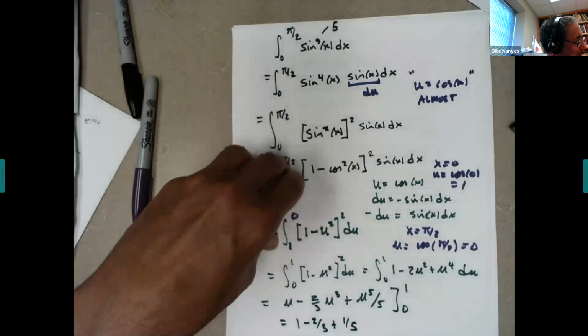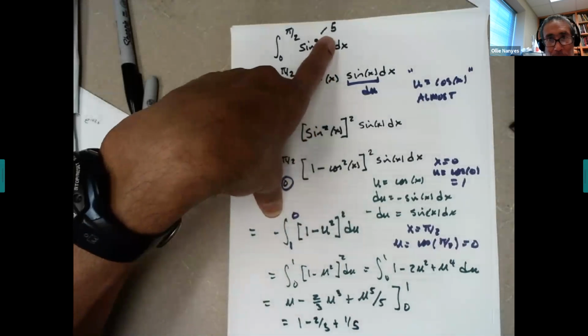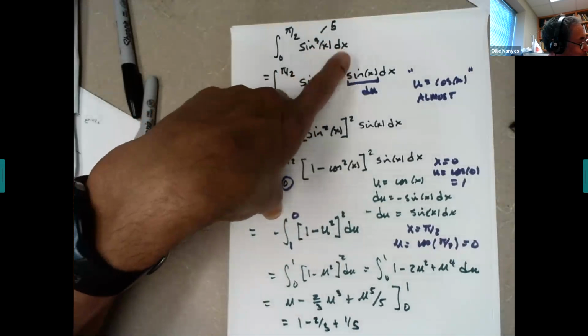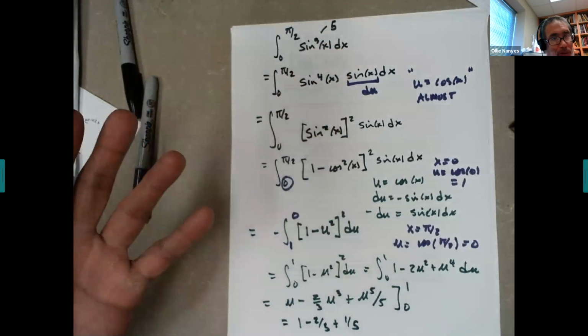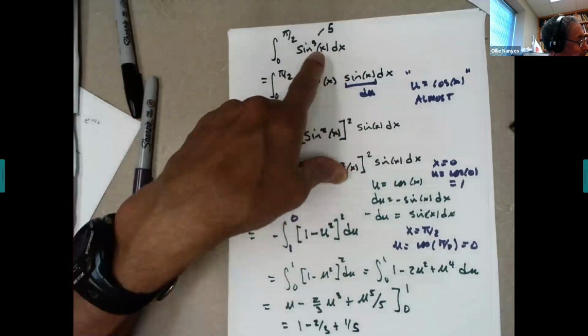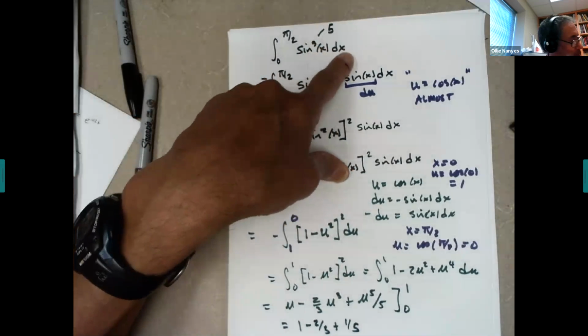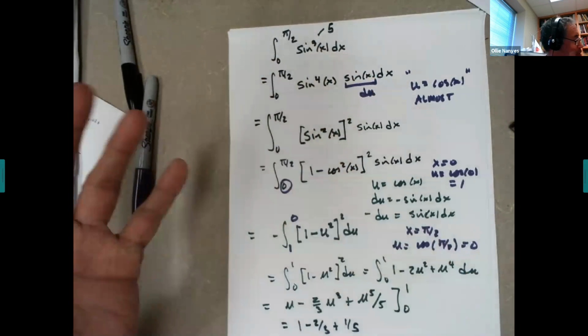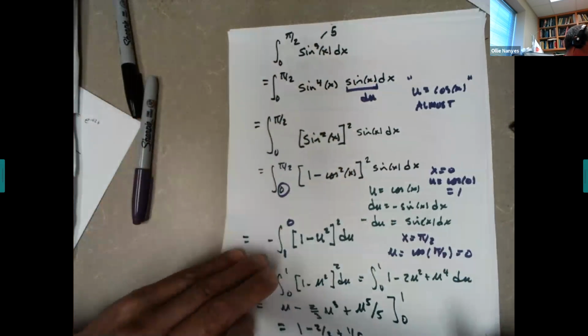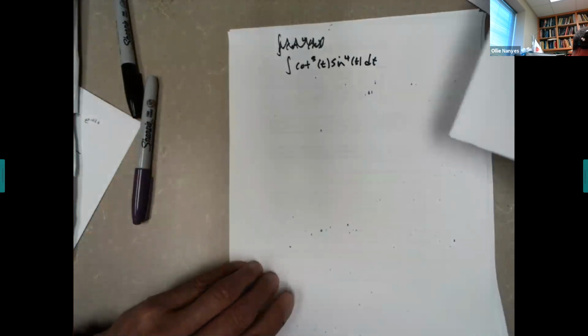The key, though, is recognizing this is sine to the 5th power. That leaves you something to use as a du. So we have a sine to a power, cosine to a power. If it's an odd power, peel off one of those and use that as your du and switch it to the other one.